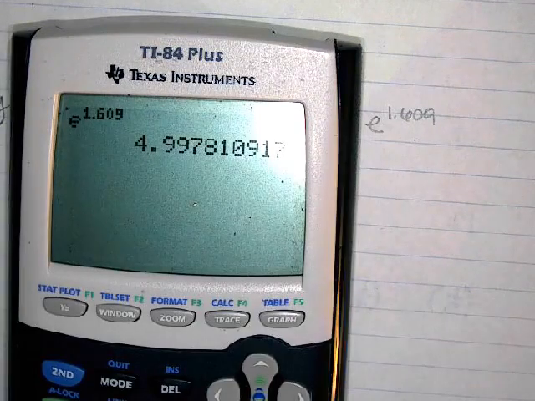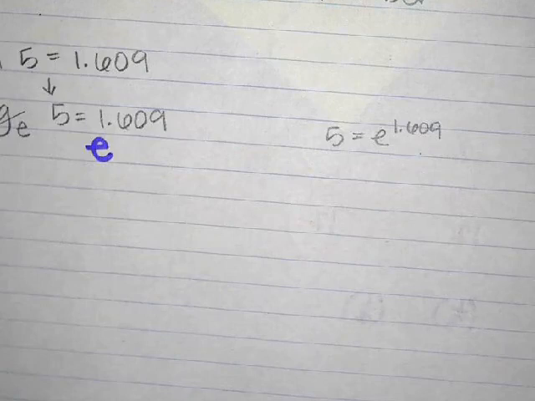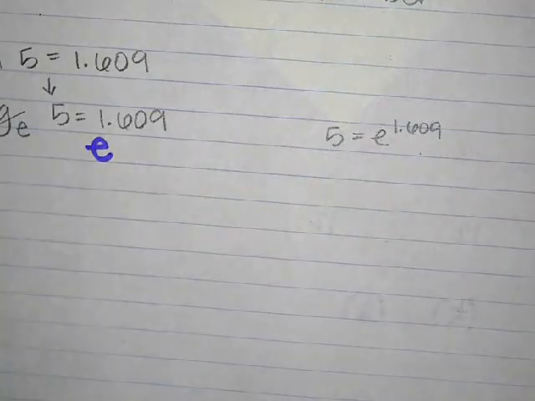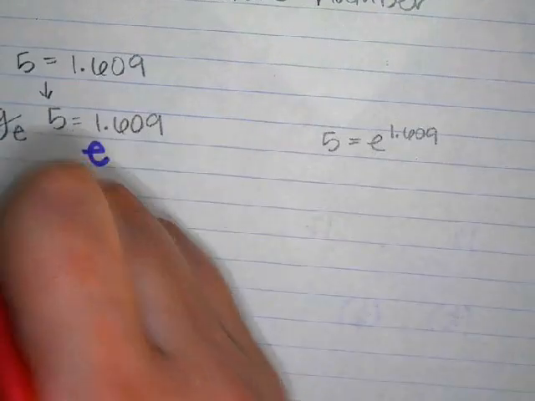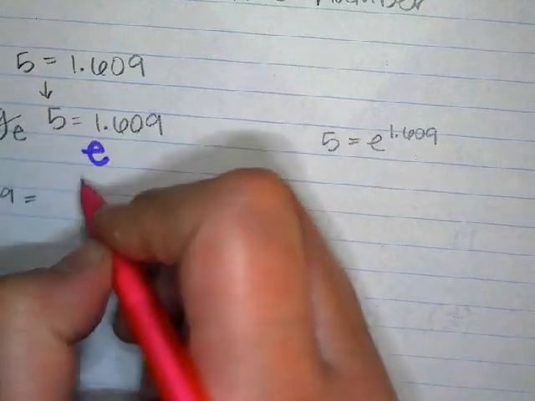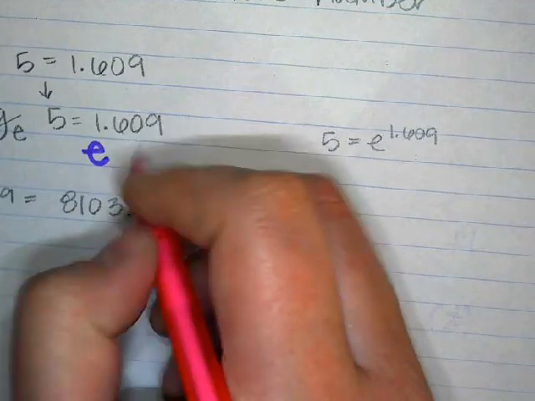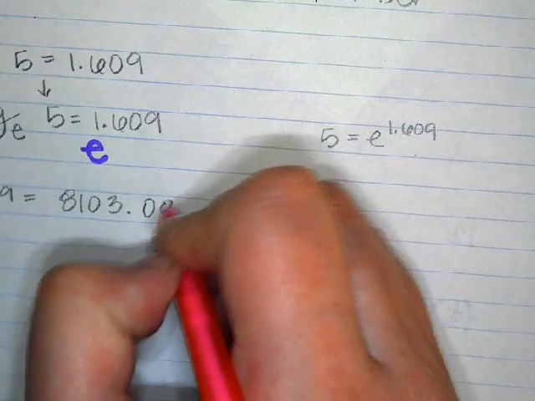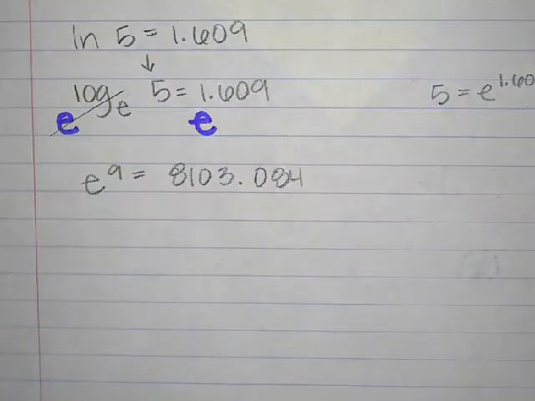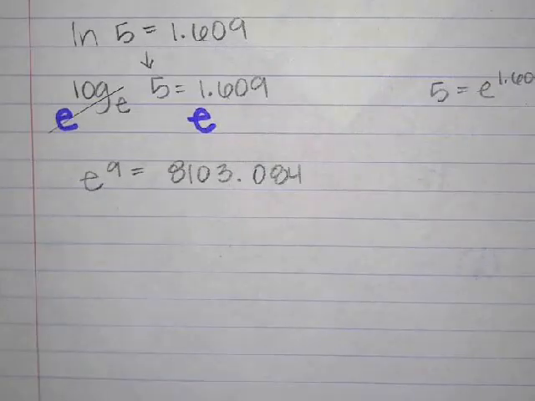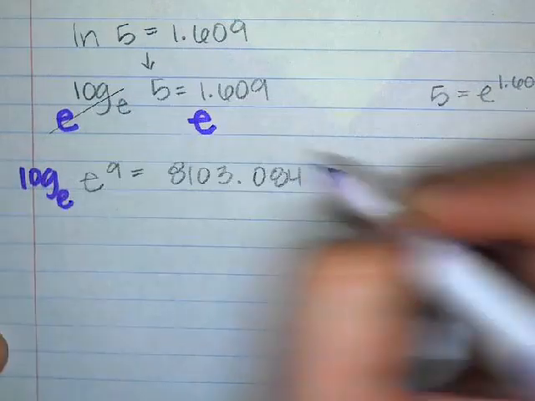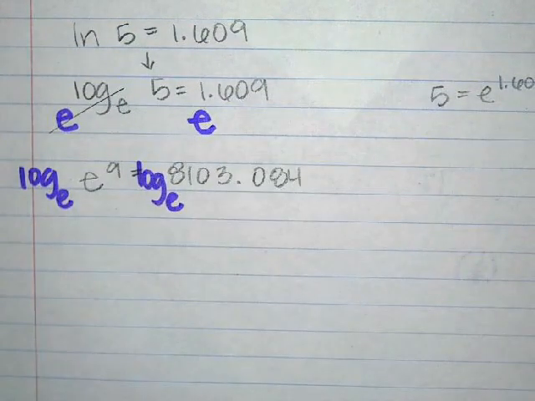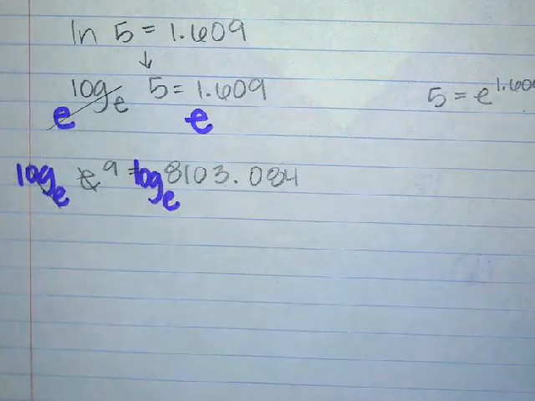Let's convert E to the 9 equals 8103.084 into log form. How do I convert that into a log? We're going to do log base E, or ln, same thing. So log base E on both sides, and the log base E would cancel out with the E. And we get 9 equals log base E of the decimal.